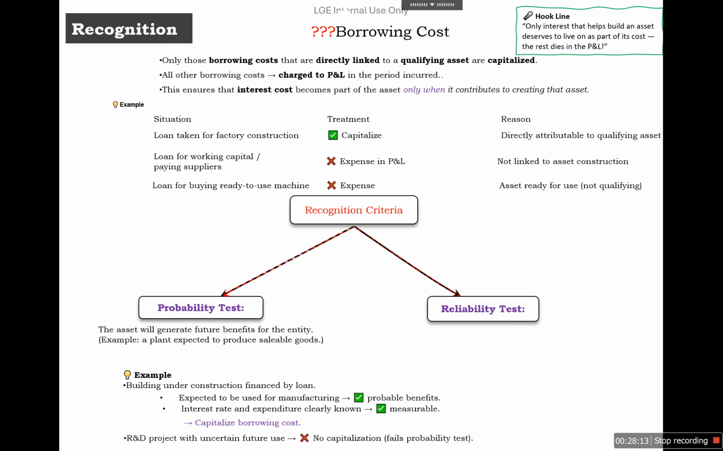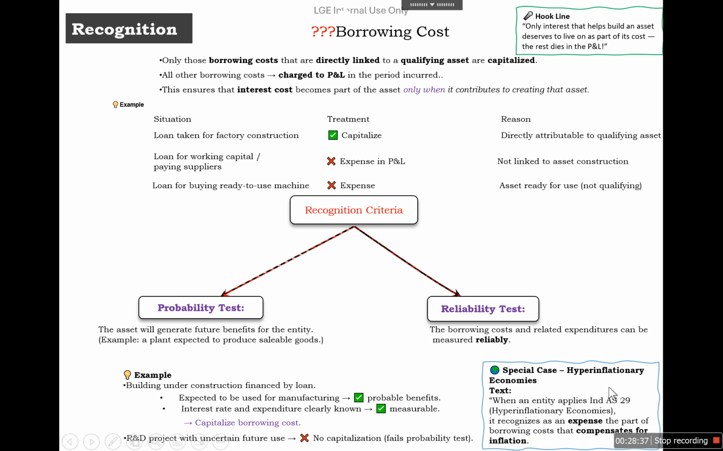Another is the reliability test. It means the borrowing cost and related expenditure can be measured reliably. So in the example that we discussed, the interest rate and expenditure are clearly known. It is measurable. So it will be capitalized.